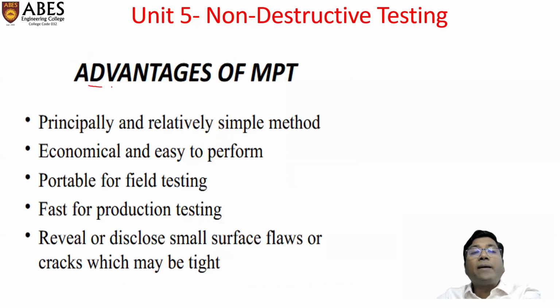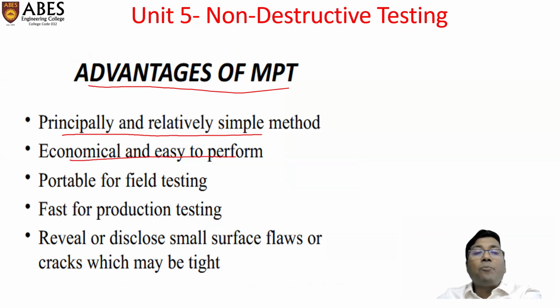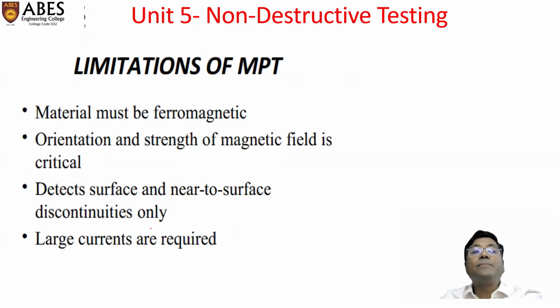What are the advantages of magnetic particle testing? It is a principally and relatively simple method. It is very economical and easy to perform. It is very portable for field testing. It is very fast for production testing, a very quick method, and easily we can have this done. It reveals or discloses small surface flaws or cracks which may be tight, otherwise hidden and may not be detected, but it can disclose smaller surface flaws and cracks also.